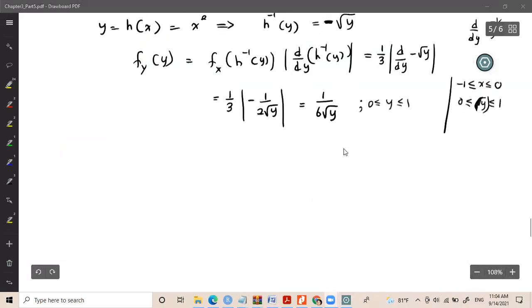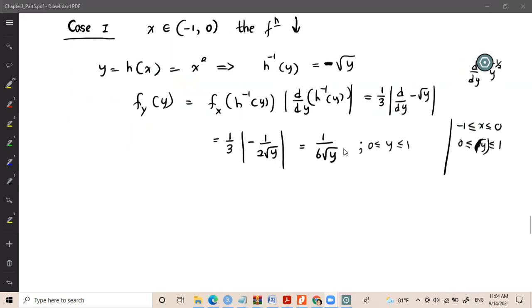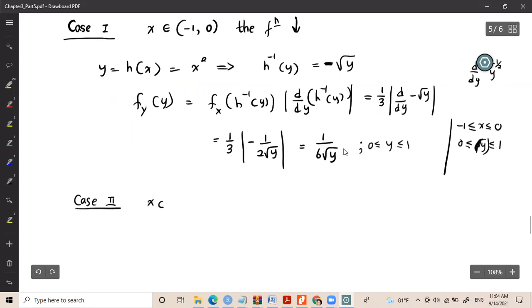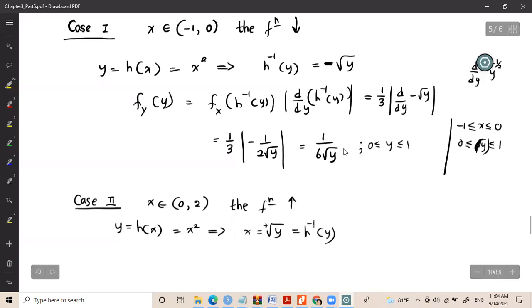Okay. So that's done for the decreasing part, right? Now let's look at the increasing part. That's the second case when x is in between 0 up to 2. That is where the function is increasing. Now there you consider your inverse function as the positive square root. Okay, so this is the inverse function of y. Now you consider only the positive y because the function is increasing now.